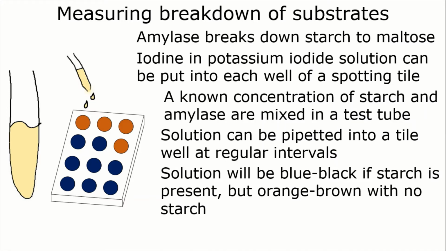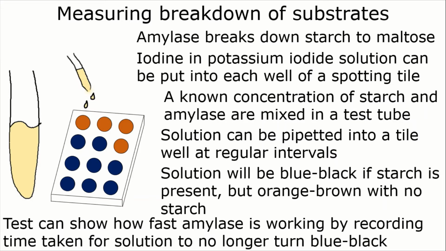And as we just said, if starch is present, the iodine in potassium iodide will turn this blue-black colour as soon as we pipette the solution from our test tube in. However, when starch has completely broken down, obviously it will no longer turn blue-black, it will just remain this orangey-brown colour, and that means that the amylase has completely broken down all our starch in solution. So this test can show us how fast amylase is working by recording the time taken for the solution to no longer turn blue-black. And once again, we would repeat this 3 times to get an average of how fast it's working.